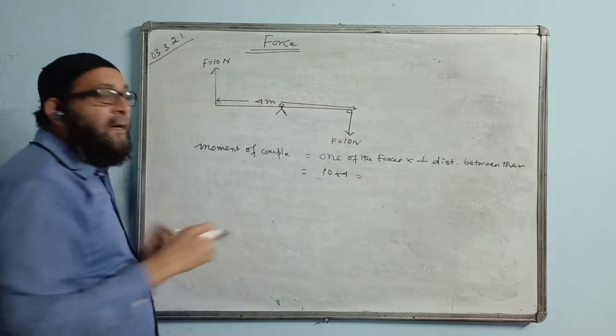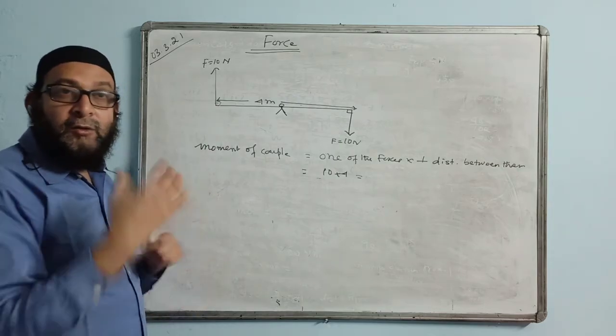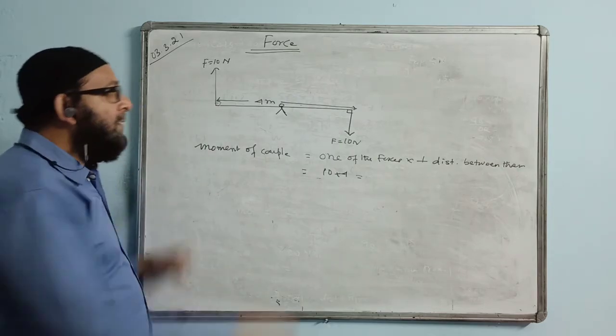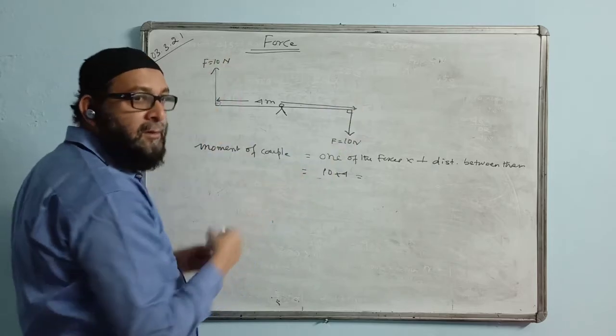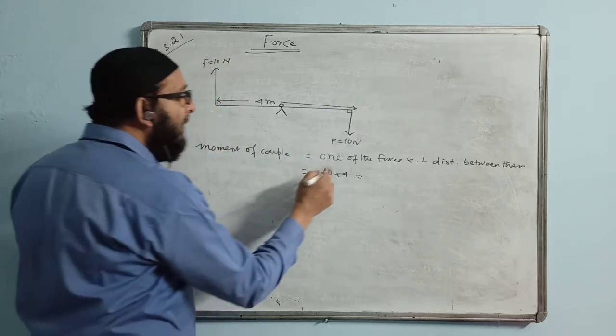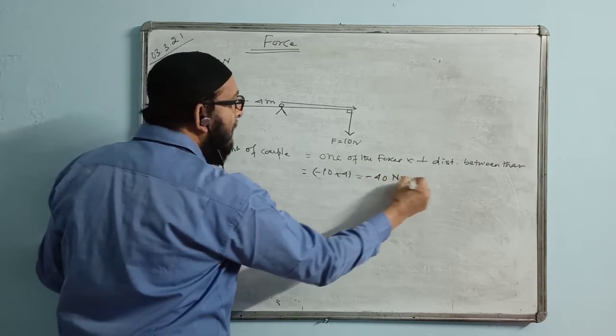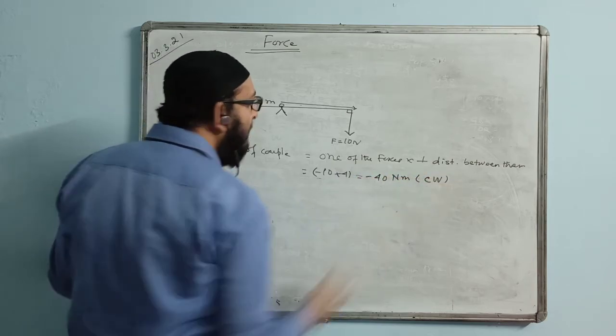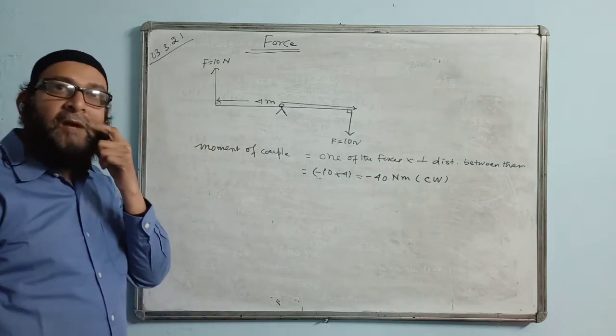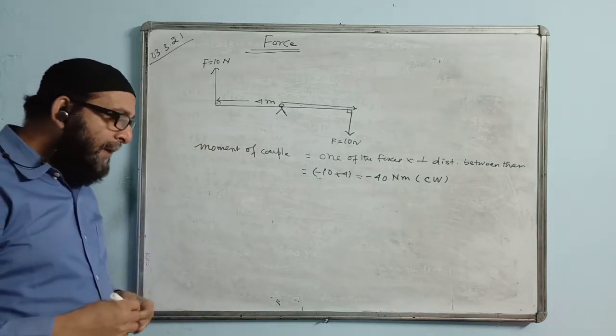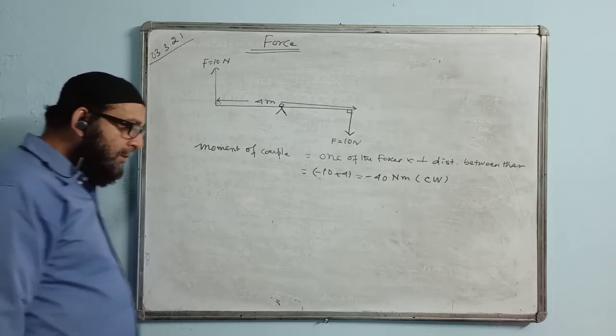When a diagram is given, we have to write the direction also. What direction? Clockwise or anti-clockwise? This one is turning clockwise, so put a minus sign here. That is minus 40 Newton meter, and here we write clockwise. Clockwise is CW. In the exam you write it in full. Just now while you are practicing, you can just write CW.